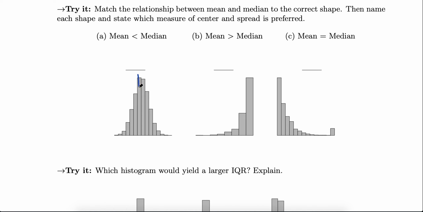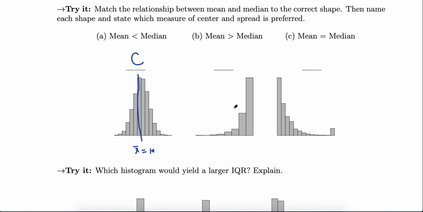So our first plot here is fairly symmetric. Left and right are about the same. So our balance point, or the mean, should be right about here. And also the halfway point should be about the same. So mean and median should be basically the same in this case. So this one should be option C, where mean and median are about the same.